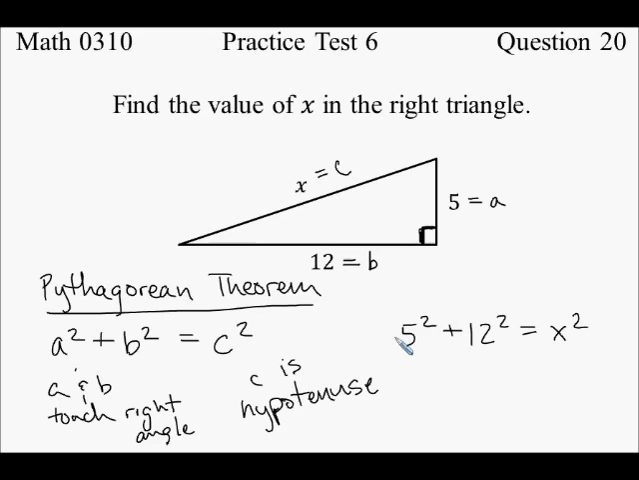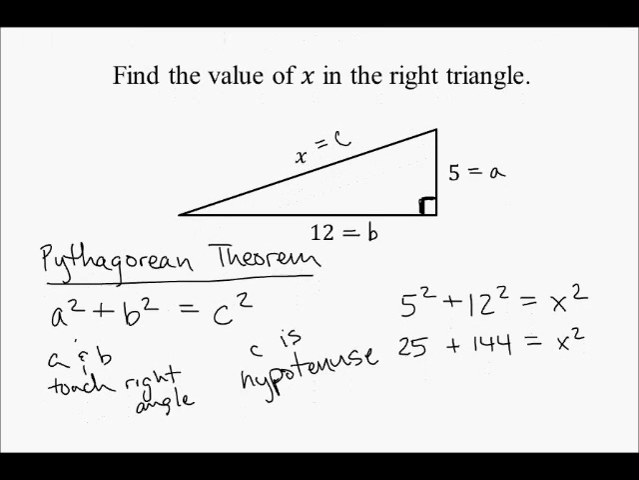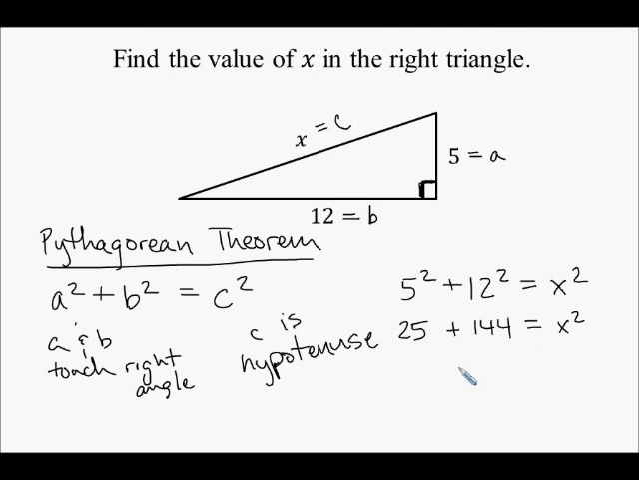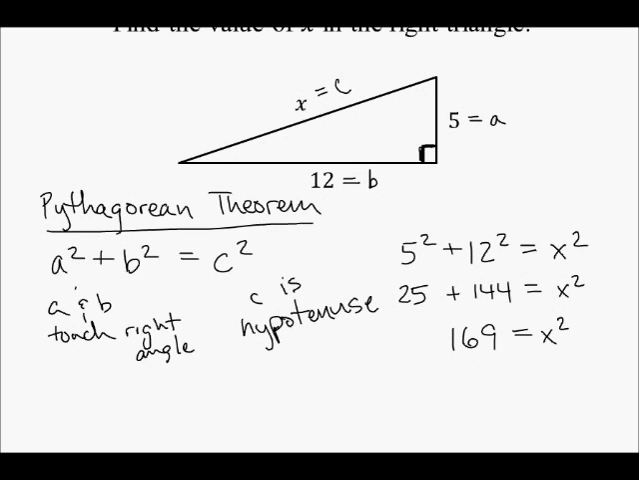So we know 5 squared is 5 times 5, which is 25. And we should know 12 squared is 12 times 12, which gives us 144, and that equals x squared. And so now let's simplify our addition here. 25 plus 144 is 169, equals x squared. Okay, and so now we want to look at some number times itself giving us 169. Maybe we can't see what that number is right off the bat, and that's okay.